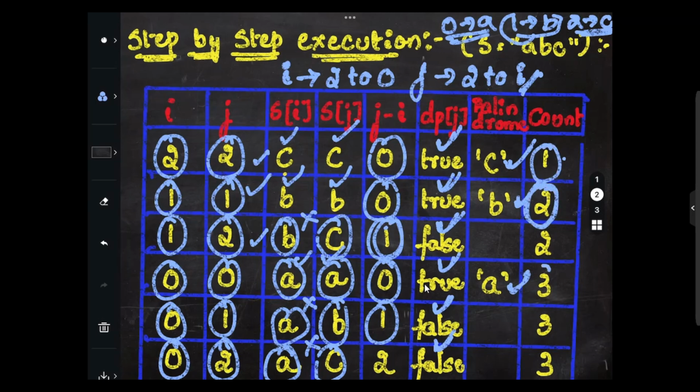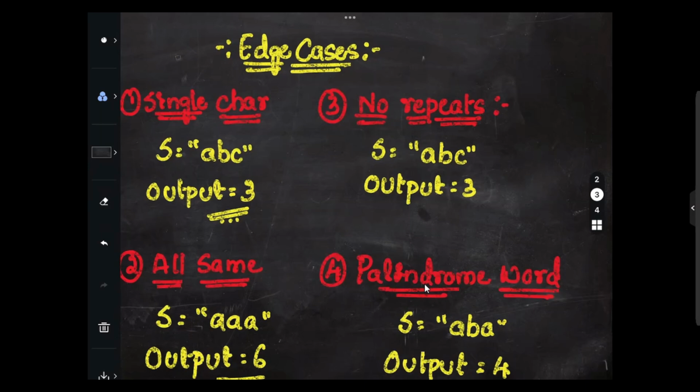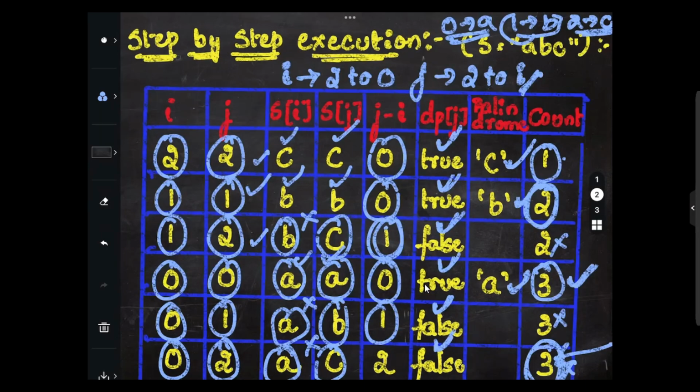When we got AA, which is different from C and B, and the value is true, we will increment the count. Here in this case it is 3. For the other three we will not be doing anything. After 3 we do not have any palindrome, so we keep the count the same. The number present at the last cell is returned as output. So 3 we have got here, and the output will be 3.